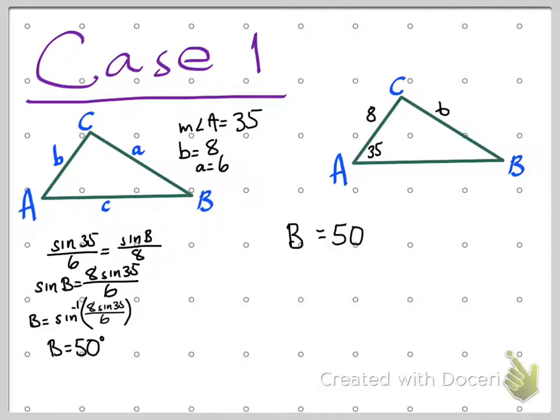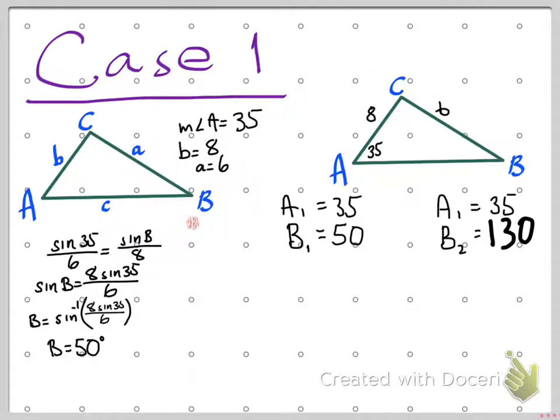Unfortunately, we're not done because we were given side angle information, so we also have to consider that angle B might be 180 minus 50, which is 130 degrees. Those are the two possible choices for angle B. We've already been told that angle A is 35 degrees, so we add those up and subtract from 180, and in both cases we get an actual number. We get either 95 degrees or 15 degrees for angle C. So far we still have two possible triangles.